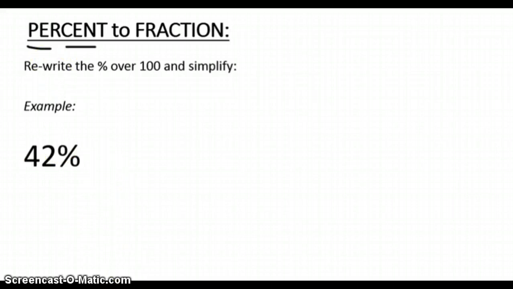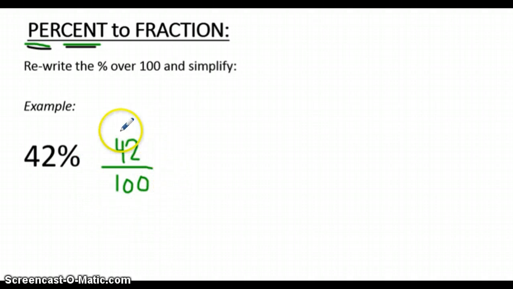Remember yesterday we said that the word percent meant per cent, or cent meaning 100. So per 100. The first thing that we're going to do is rewrite the percent over 100 and then simplify. So how do we write 42%? 42 per 100, or 42 out of 100.